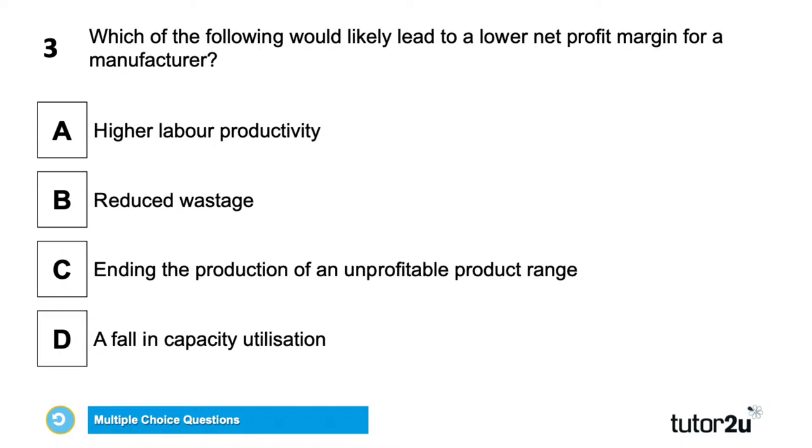One more multiple choice. Which of the following would likely lead to a lower net profit margin for a manufacturer? So we're looking at net profit margin now. Which of the following would lead to a lower net profit margin for a manufacturer? A, higher labor productivity. B, reduced wastage. C, ending the production of an unprofitable product range. Or D, a fall in capacity utilization.